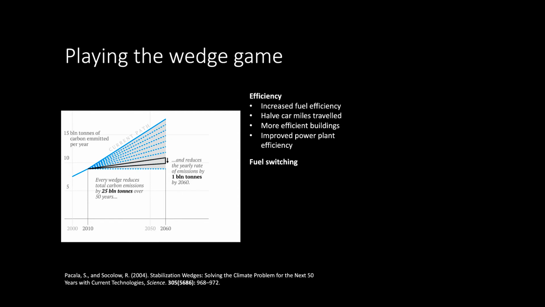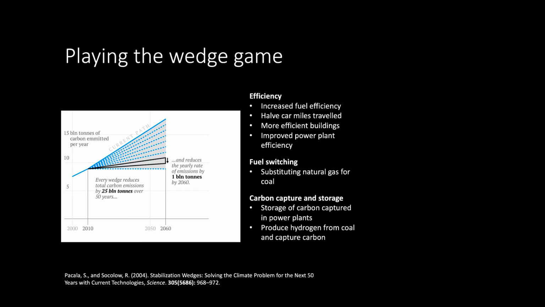It could be done through fuel switching. For example, replace 1,400 coal electric plants with natural gas-powered plants. It could be achieved through carbon capture and storage. For example, capture and store emissions from 800 coal electric plants. Produce hydrogen from coal at 6 times today's rate and store the captured carbon. Or capture carbon from 180 coal-to-synfuel plants and store the captured CO2.